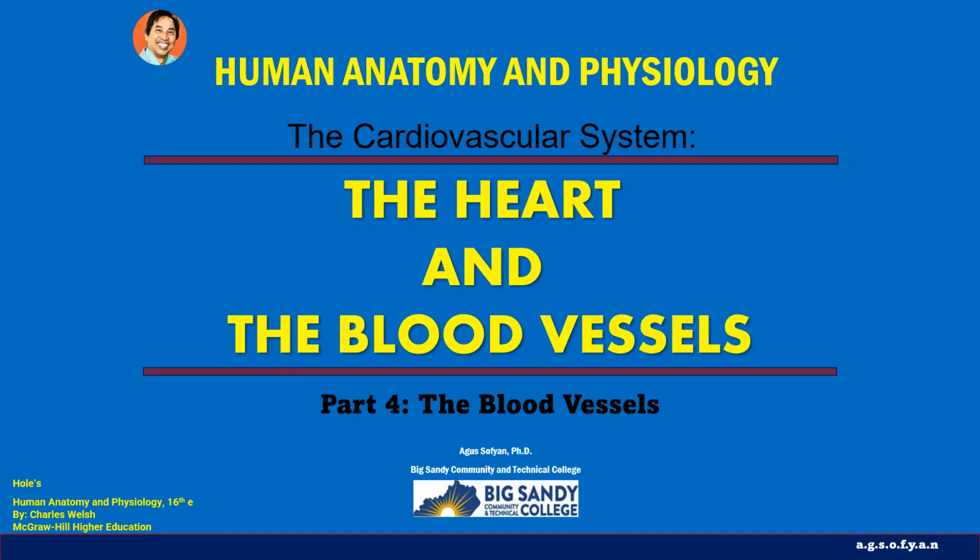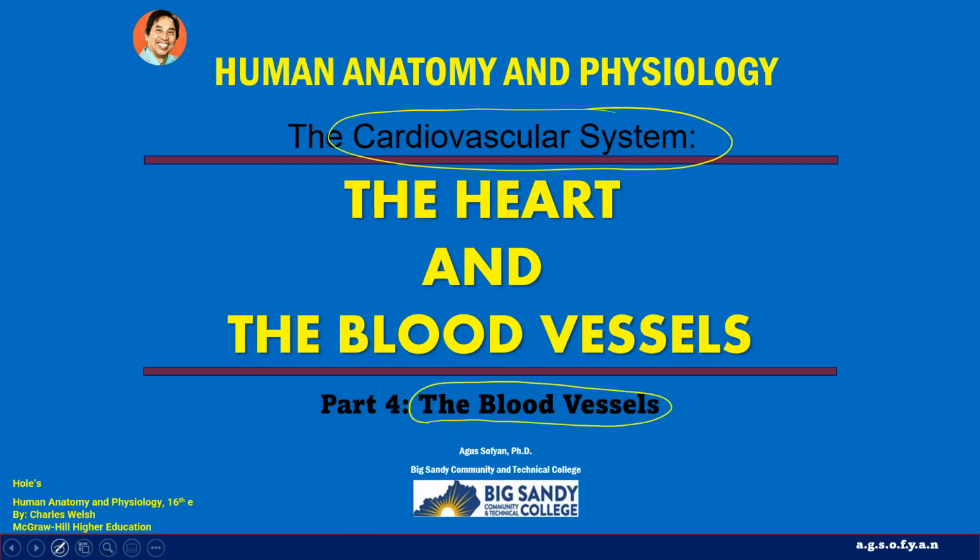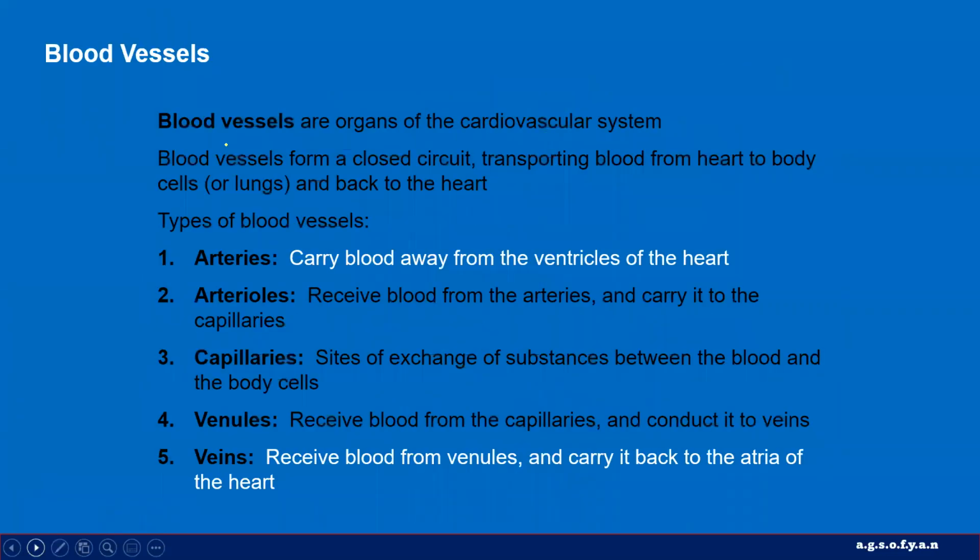We will continue our lecture on the cardiovascular system. We are in part number 4. We will talk about the blood vessels. Blood vessels are organs. Remember, the cardiovascular system consists of 2 organs: cardio, the heart, and vascular, the blood vessels. So blood vessels are organs of the cardiovascular system.